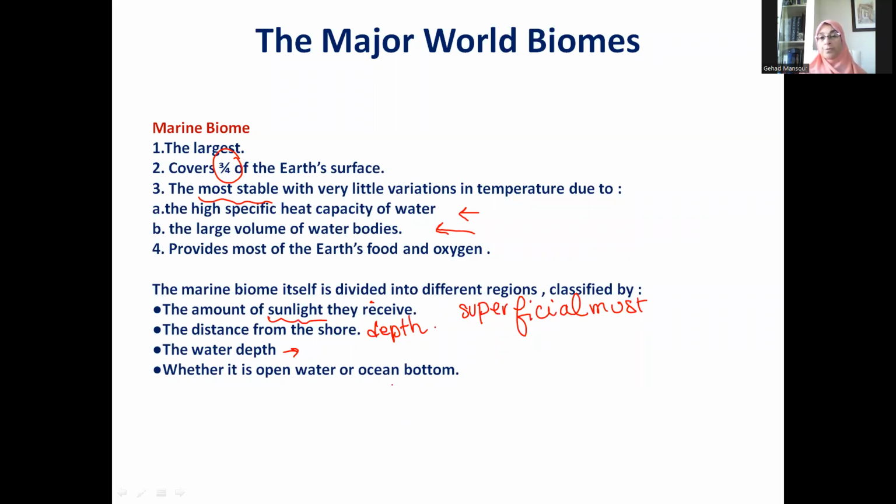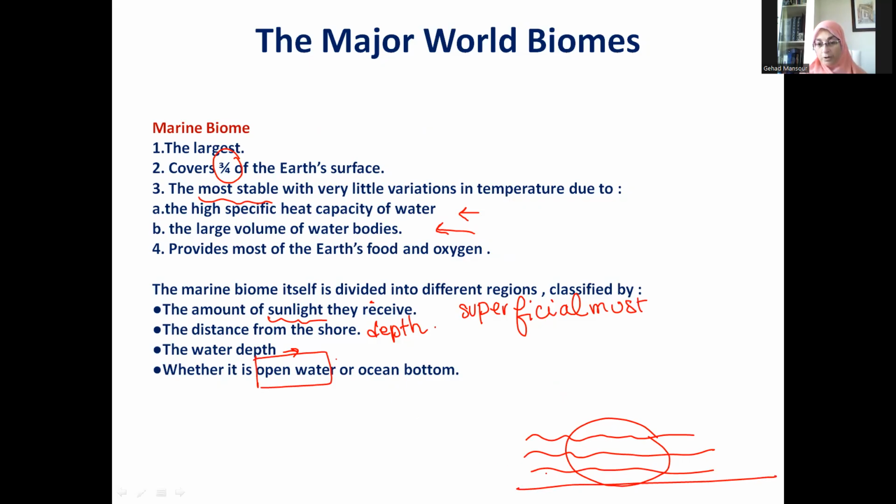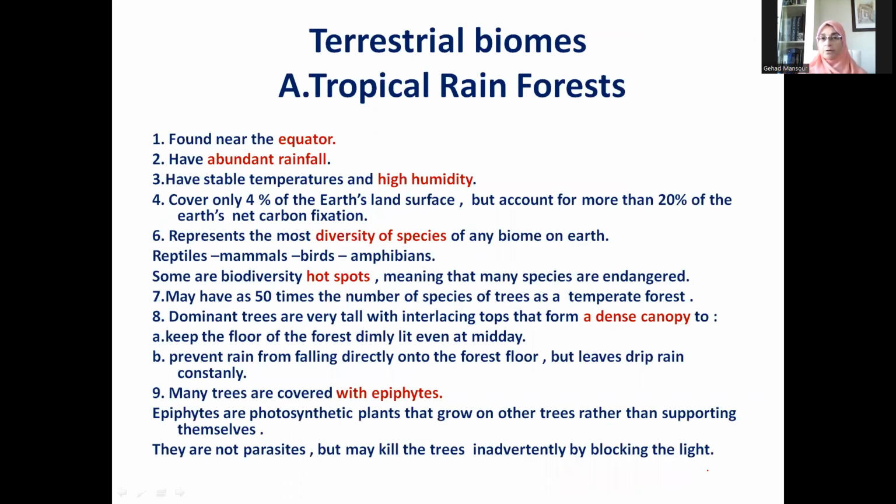And the marine biome will also depend upon which layer you're talking about. For example, if you consider a biome that is present in the part of the ocean that is away from the bottom of the ocean, we call this the open water biome. But at the bottom here, we call this the ocean bottom biome. So there are different factors that affect the characteristics of a particular marine biome.